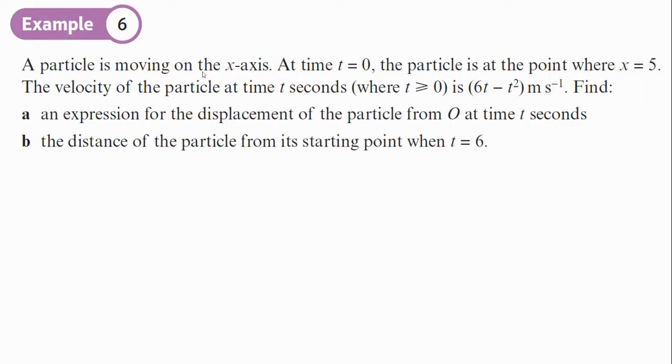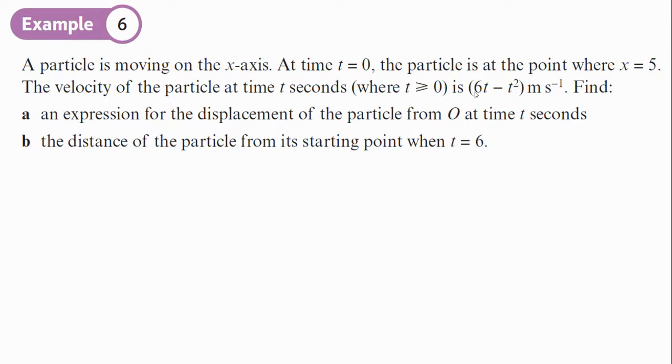A particle is moving on the x-axis. At time t equals 0, the particle is at the point where x equals 5. x is the displacement. Velocity of the particle at time t, where t is greater than or equal to 0. You just got to have that constraint in there because, just think about common sense, we don't go backwards in time, but this isn't meant to affect the question in any way. It's just being crystal clear. So don't think that this is going to be part of the solution.